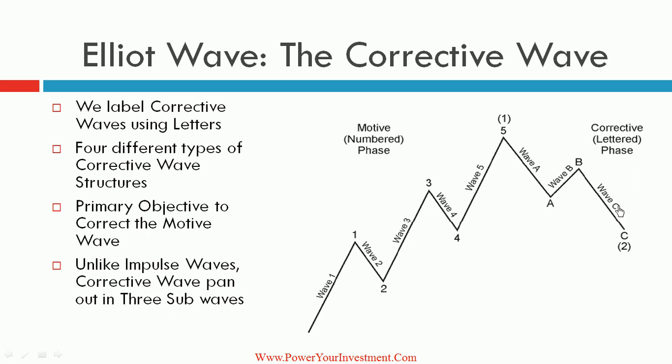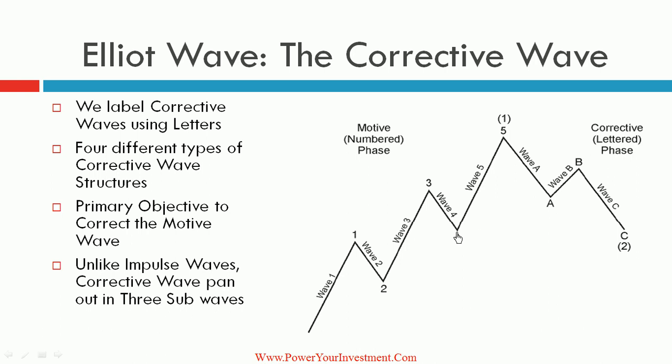Remember I had said earlier that the main function of corrective waves is to correct the motive wave. Everything has a purpose. The purpose of motive wave is to propel the market higher or lower, whereas the purpose of corrective wave is to counter move the motive wave. As we have discussed before, we label the corrective waves by using letters, that is A, B and C.